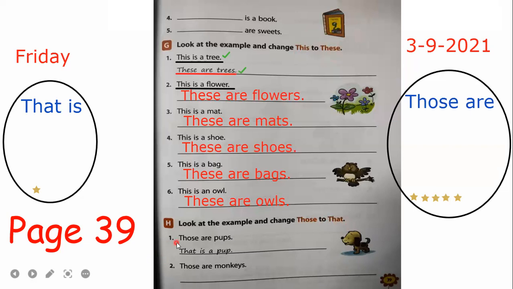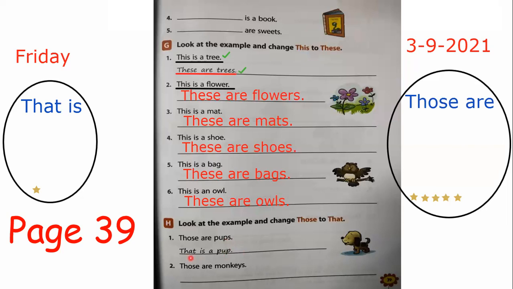Let's read the example now. Teacher wants all of you to repeat after me. Say, those are pups. Those are pups. What is pups? Pups mean puppy, a doggy, the young of the dog. Very good. Now, how are we going to read it if it's a plural noun? They want to put it in singular. Correct. So they have written here in singular.